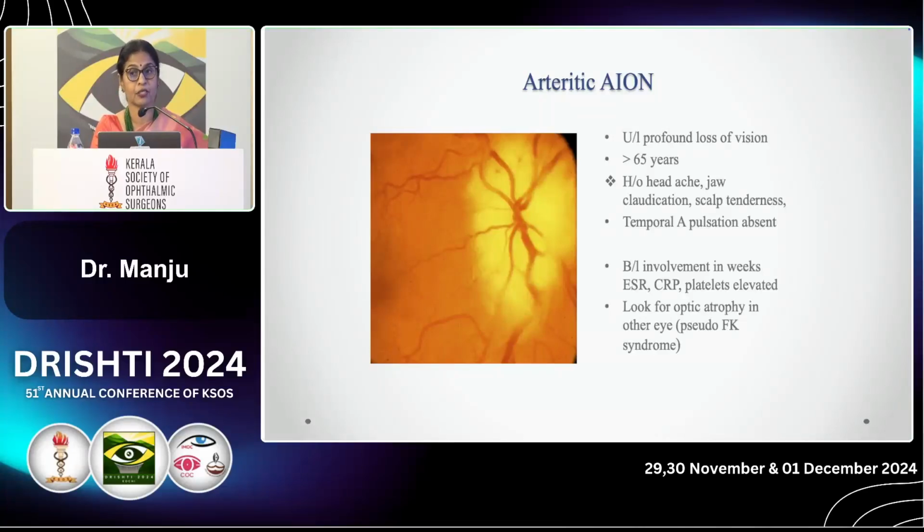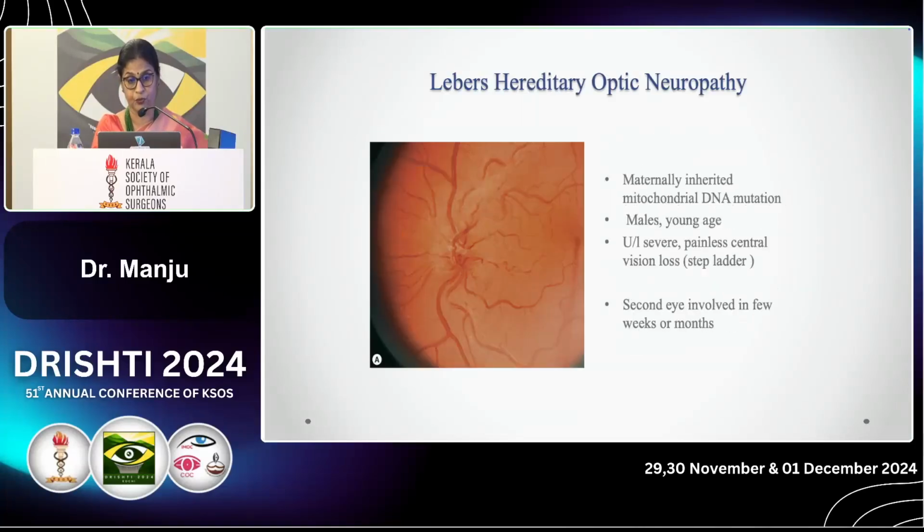Arteritic AION is in the more elderly age group, unilateral, with profound loss of vision. They may complain of headache, jaw claudication, or scalp tenderness. The temporal artery is tender and pulsations are absent. You can see a pallid disc edema, and ESR and C-reactive protein may be elevated, but a temporal artery biopsy is the diagnostic tool. So you have to treat the patient promptly because it's mostly due to giant cell arteritis. Otherwise, the second eye can also get involved in the next few weeks.